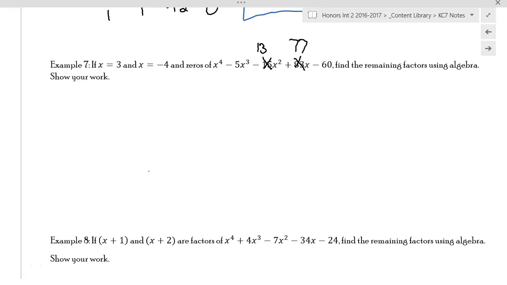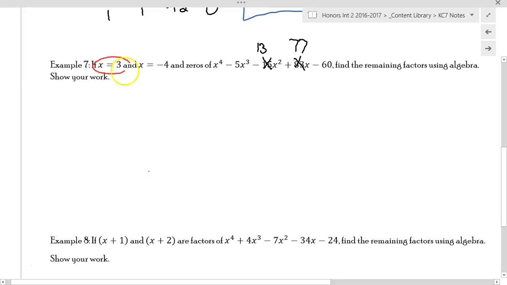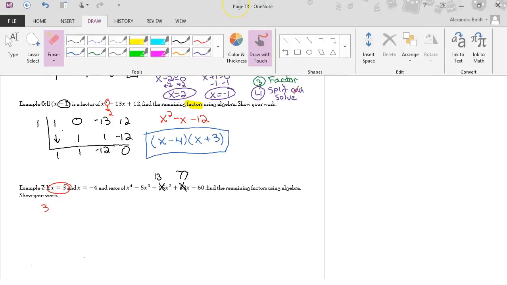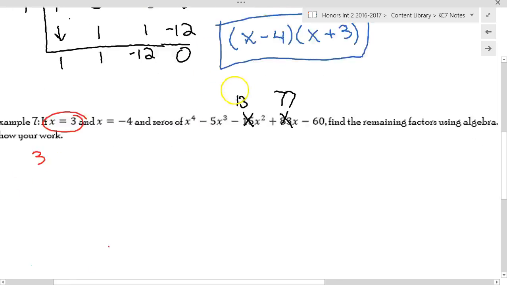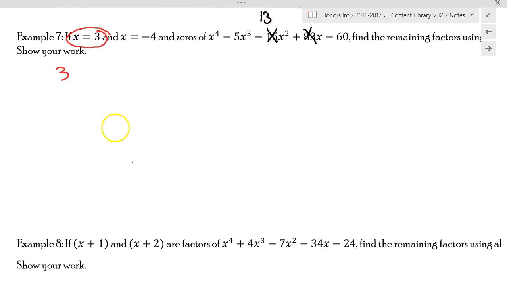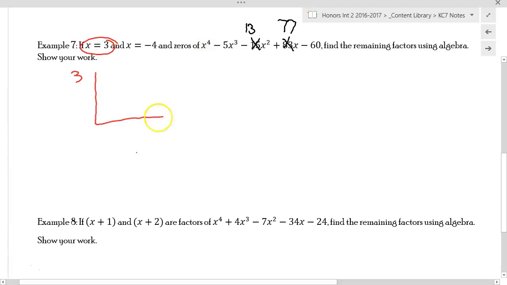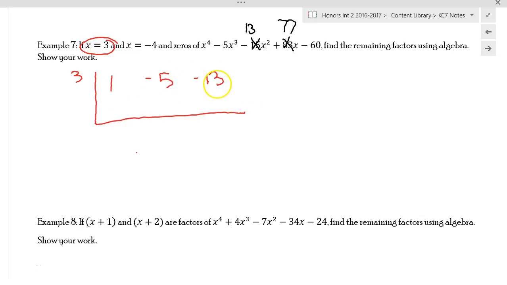Alright, so the only difference between doing a problem when I'm given 2 zeros and it's a 4th degree polynomial is I just have to do my synthetic division twice, 1 for each number. So I'm going to start with x equals 3. So my 3 goes on the outside, and then my coefficients go inside. So 1, negative 5, negative 13, 77, negative 6.